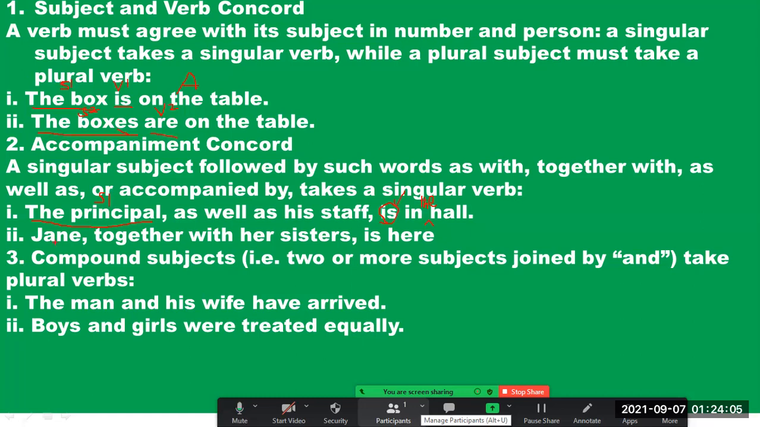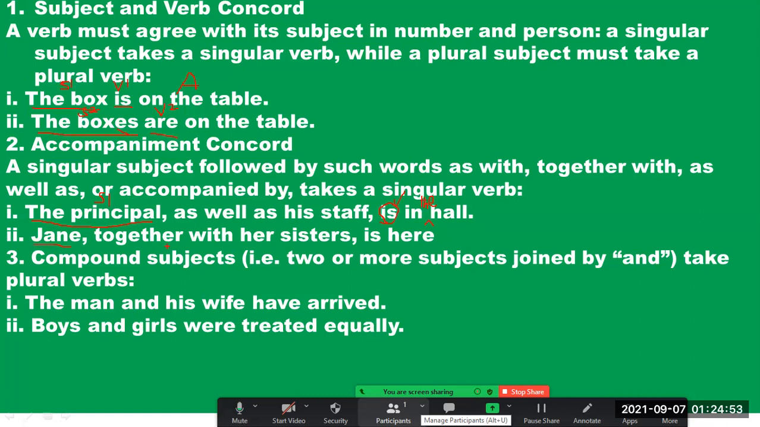Now, let's look at this second one. Jane, together with his sisters, is here. Again, you can see, because we are concerned with Jane, the other one that comes after together with, or after as well as, or after with, is not included in the subject. So if we remove this one, Jane is here. And then, of course, you can see that this accompaniment is separated with commas. It has the same effect as putting that expression in a bracket.